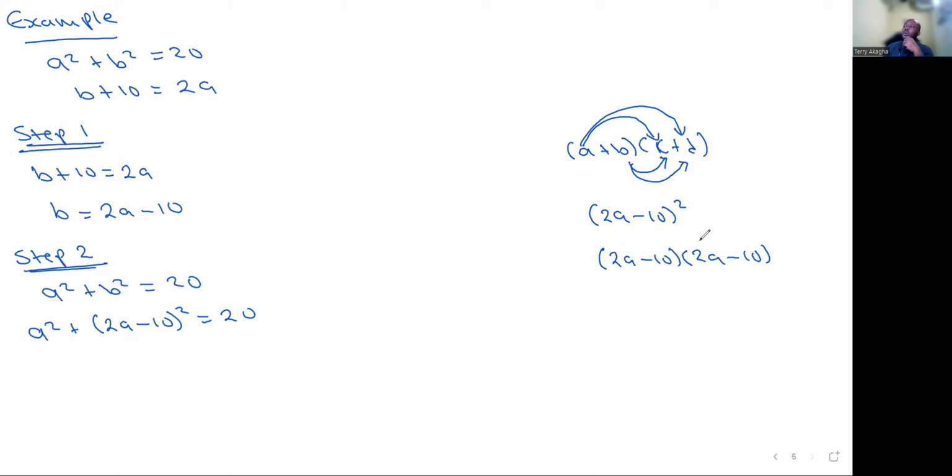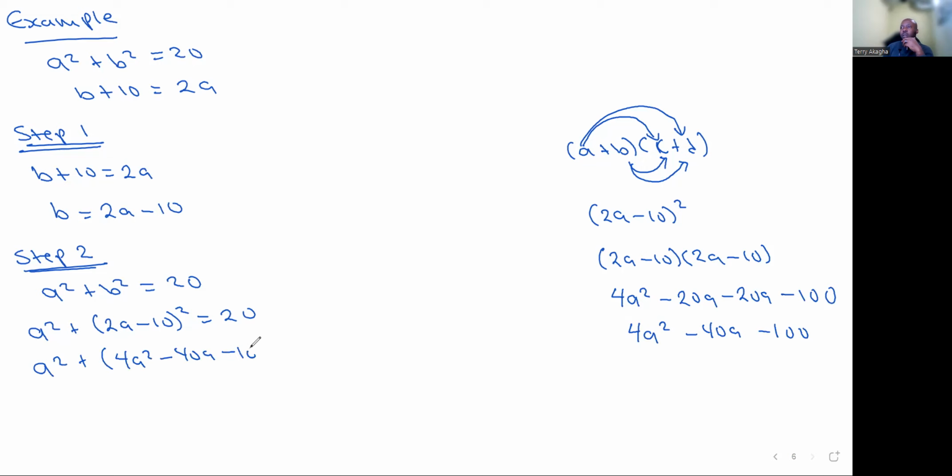So you have ac, ad, bc, and bd. So you're going to have 2a times 2a to give us 4a squared. 2a times minus 10 is going to give us minus 20a. Minus 10 times 2a will give us minus 20a. Minus 10 times minus 10 will give us minus 100. Then we have 4a squared minus 40a minus 100. So you can see we can now come back here and replace all these with a squared plus 4a squared minus 40a minus 100 equals 20. All right.